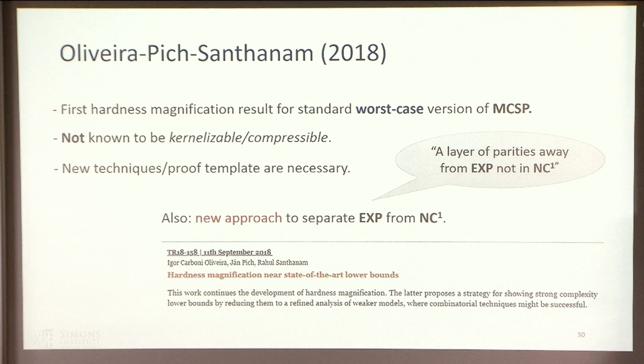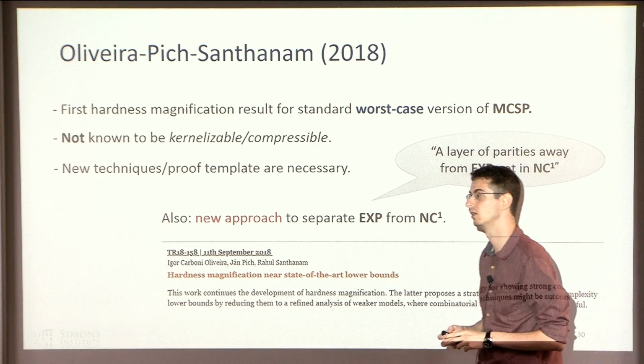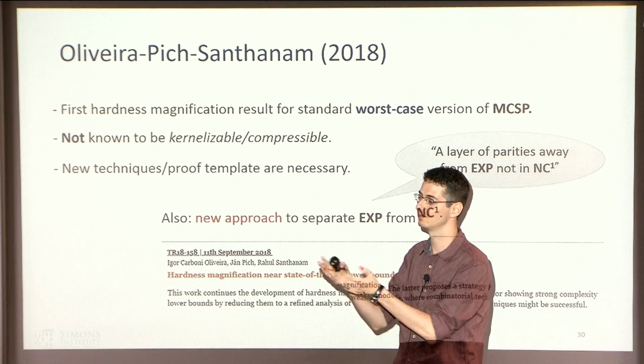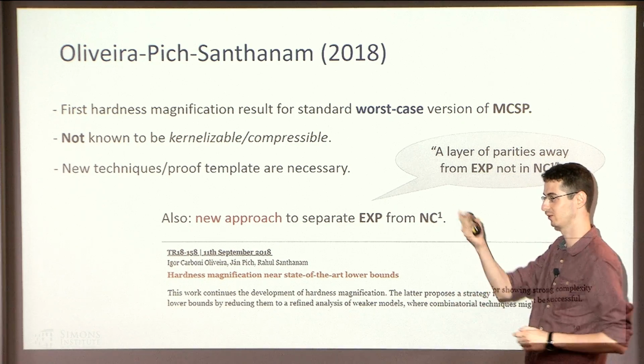But we have it for a different problem. Say again? We have it for a different problem. Yeah, we have it for a different problem. We need to show it for this specific one.